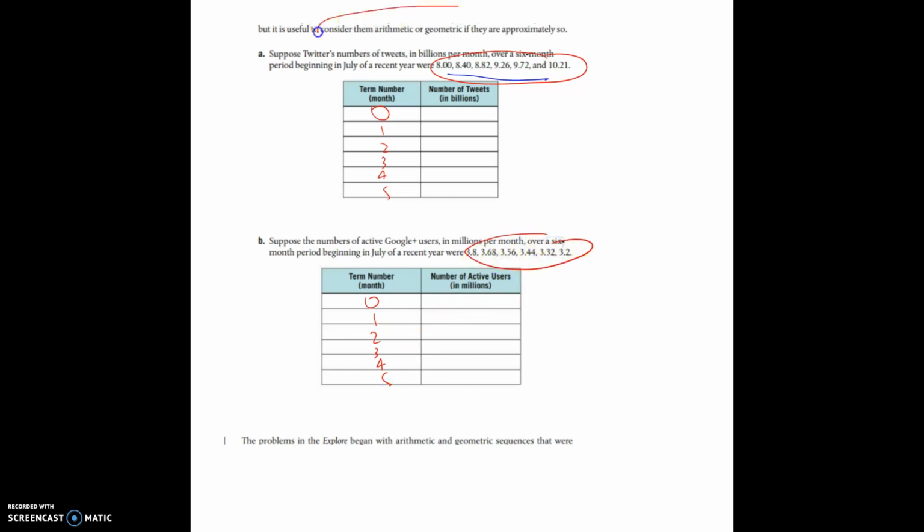and then try to decide whether they're arithmetic or geometric, and then we're going to try to come up with the formulas for those. So fill in the numbers, and then try to decide what's going on here. And I'm going to pause it for a second.